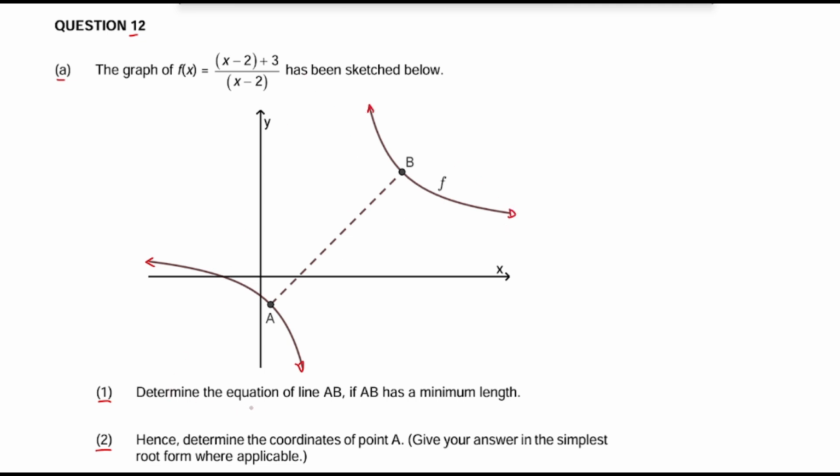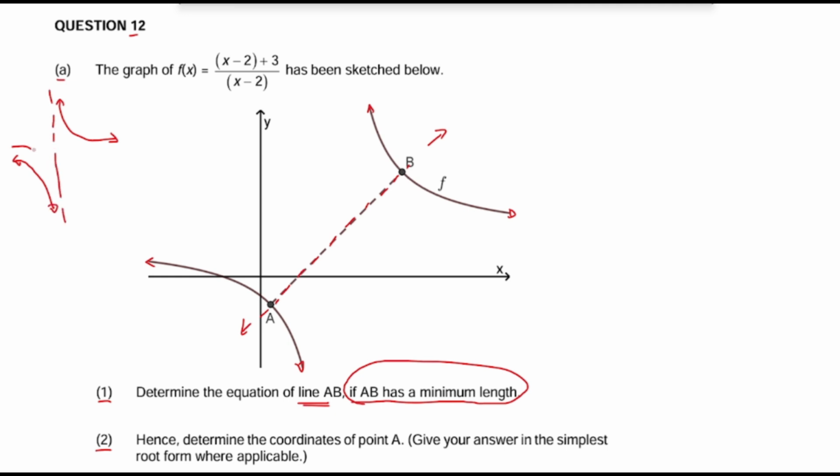It says, determine the equation of the line AB if AB is a minimum length. What is the meaning of this? AB will only have the minimum length if this line is actually the axis of symmetry. Remember, a hyperbola has two axes of symmetry. Let's say we have this one, which is like this, and then another arm like this. We'll have two axes of symmetry.